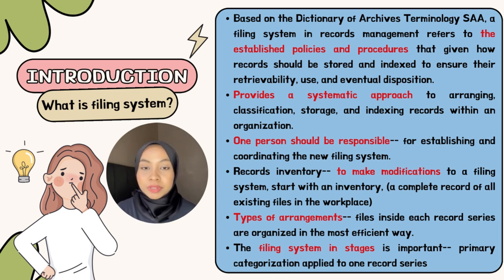Other than that, one person should be responsible for establishing and coordinating the new filing system. Other than that, a records inventory is needed to make modifications to a filing system. Start with an inventory, which is a complete record of all existing files in the workplace. For the types of arrangements, the files inside each record series are organized in the most efficient way. For the filing system, this stage is important because primary categorization is applied to one record series.